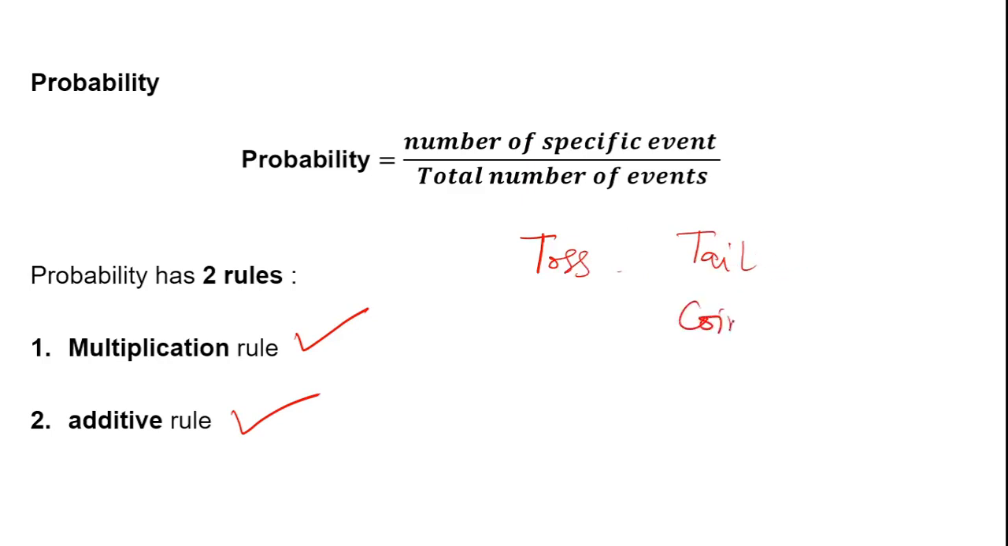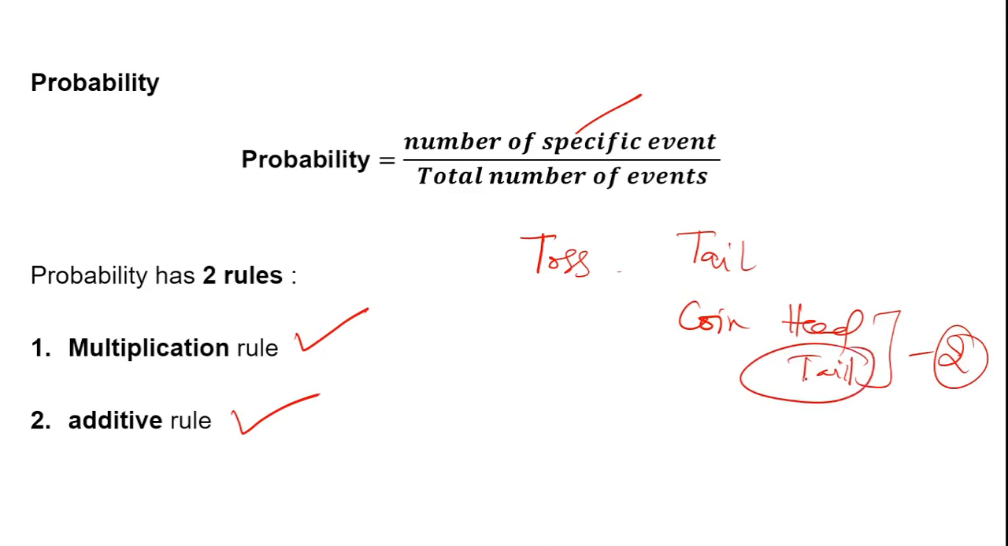For example, if I toss a coin, what is the probability of getting tail? A coin has two sides, one is head, the other is tail. So there are two total events. Out of that, the specific event I want is tail, which is one outcome. So 1 divided by the total number, 2, gives 1 by 2, the probability of getting tail in one instance when you toss a coin. So that is the probability here.